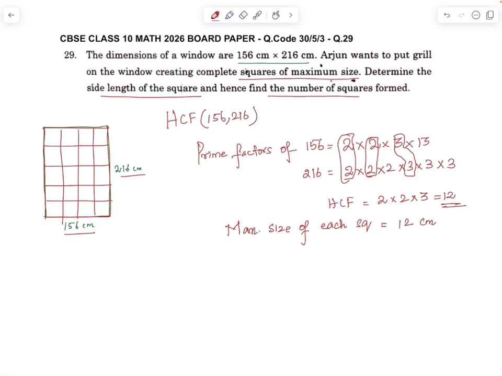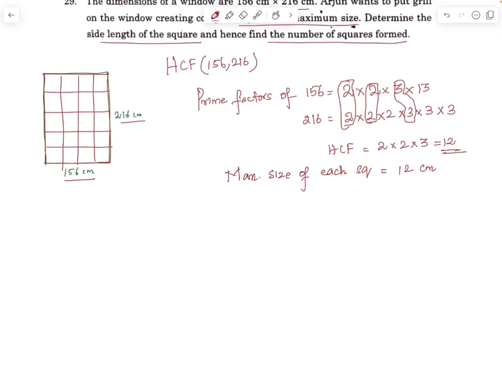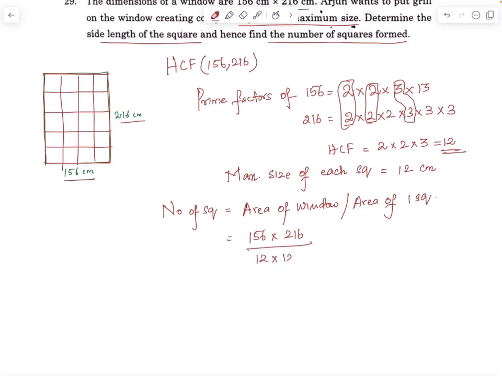Now we have to find the number of squares so formed. To get the number of squares, we have to divide the entire area of the window by area of one square, which is 156 times 216 upon 12 into 12. On simplifying, we get 13 times 18, which is 234. So totally there will be 234 squares of side length 12 centimeter.